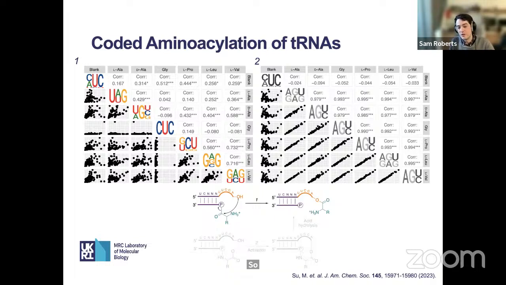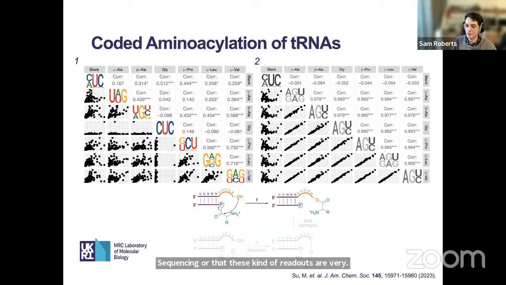Sequencing, or these kinds of readouts, are very abstract and not a chemist's idea of yields. We're using reads as a surrogate for yield. So we wanted to test this in a way that's more familiar to us, and also to validate the sequencing.